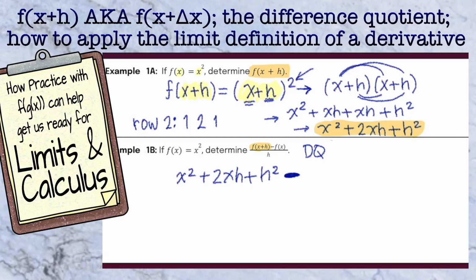Now f of x, well, what the heck is f of x? F of x is the original function for this particular scenario. So that original function, x squared, right there. F of x is equal to x squared, and that's what we're going to plop in after. So then we have minus x squared, and that is all over h. So there we have your f of x plus h at the beginning part.